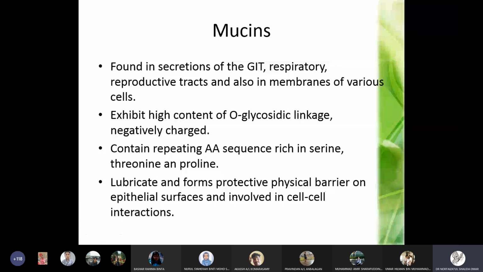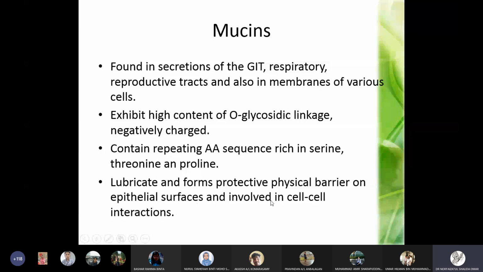The main function of mucin is to lubricate and form a protective physical barrier on the epithelial surface, and it is involved in cell-cell interactions. Mainly the negative charge is what functions to lubricate and form a protective physical barrier on the epithelial surface. And the O-glycosidic linkage is the one that is involved in the cell-cell interactions. So that's mainly the function, mainly as a protective physical barrier.